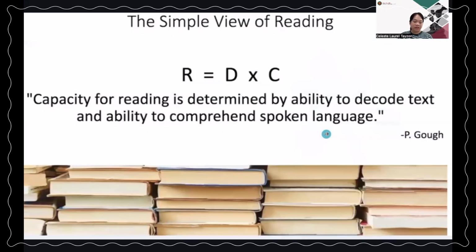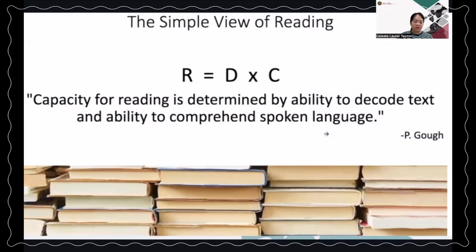The simple view of reading was proposed by Gough and Tunmer in 1986. This has led to the advancements of understanding in reading comprehension. According to Gough, capacity for reading is determined by the ability to decode text and the ability to comprehend spoken language.